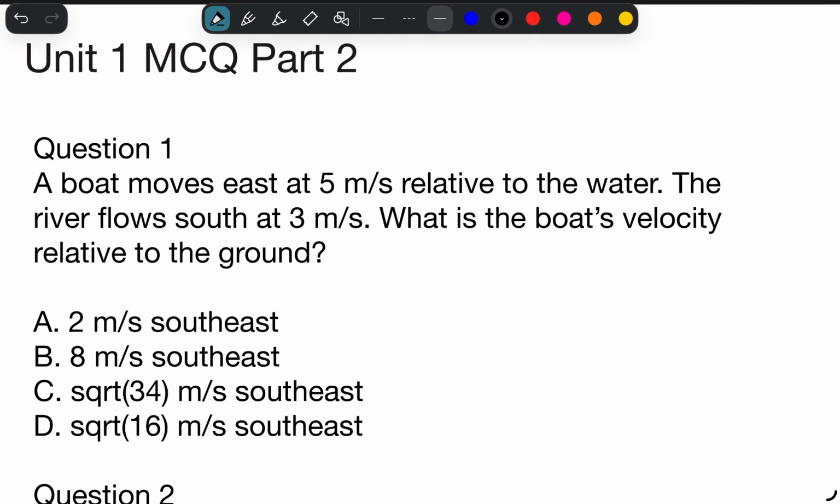In this video, we're going to be doing part 2 of multiple choice questions for Unit 1 Kinematics of AP Physics 1. So we have a boat that moves east at 5 meters per second relative to the water. The river flows south at 3 meters per second. What is the boat's velocity relative to the ground?